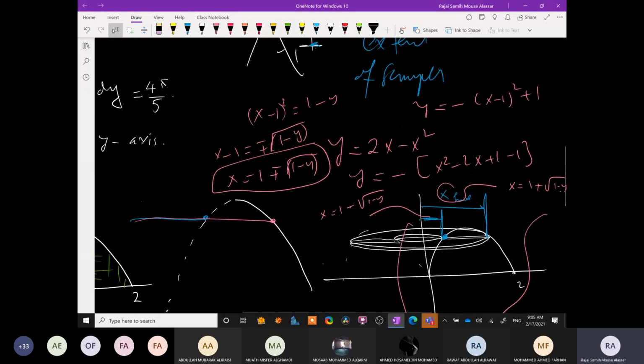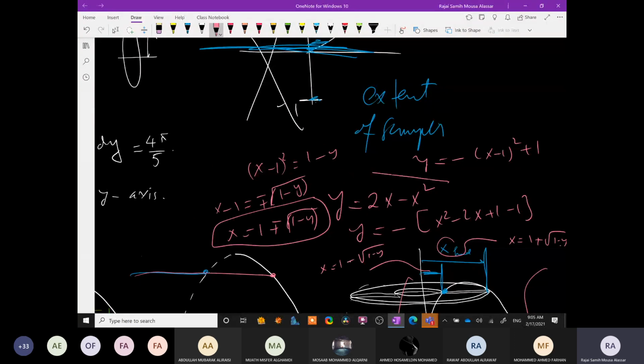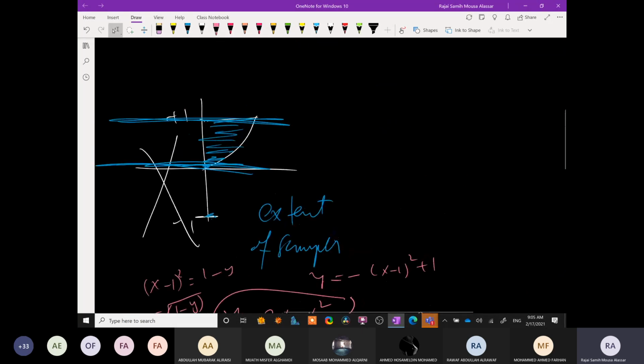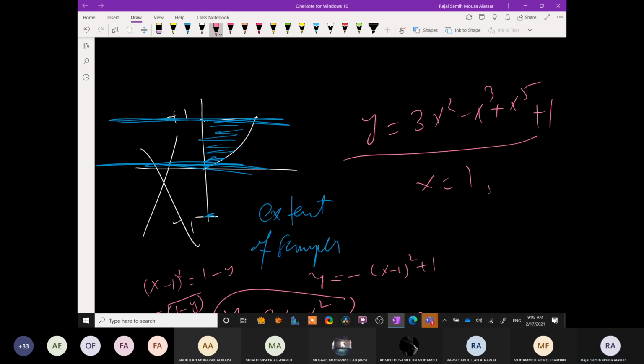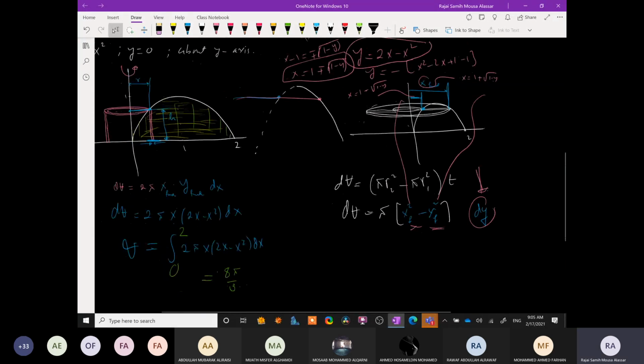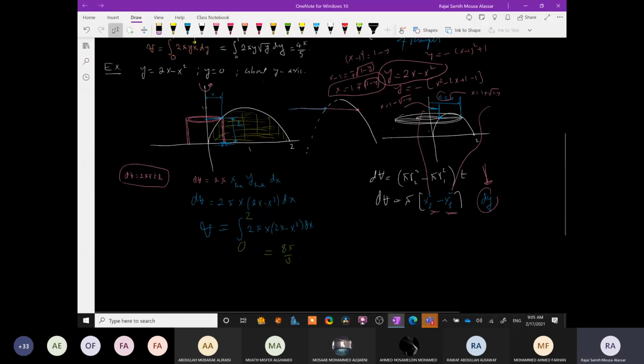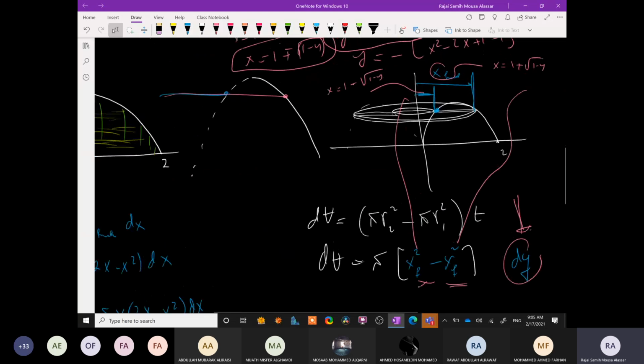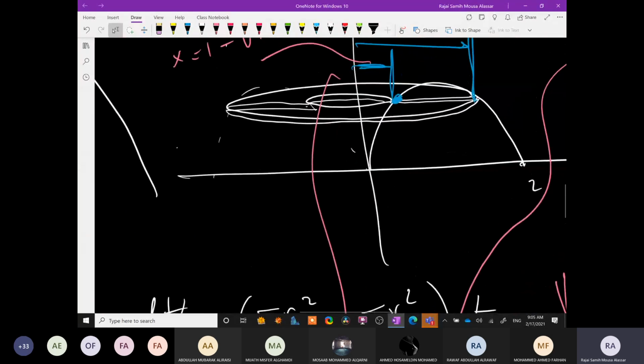Now, if this function was not so simple, for example, if it was really very complicated that you cannot solve for x. If this had an x cubed, for example, like y was 3x squared minus x cubed plus x to the fifth plus 1, how can you solve for x here? You cannot solve for x. Then what you should do is that this problem is best done by what, Tashabam? Cylindrical shell. Exactly.